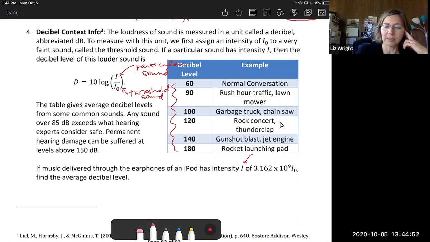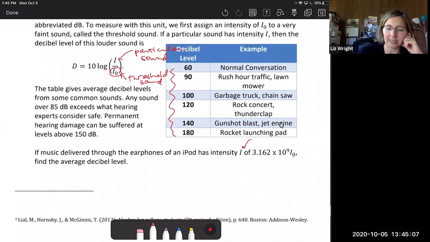And I want to talk about this initial sound for a second. That's like the faintest thing that we can pick up, that we can hear. So it's not like it's 0, it's just the faintest sound that human beings can pick up in our eardrums. So now we are supposed to find the average decibel level.